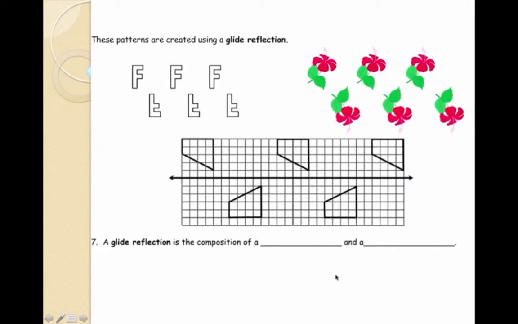Okay, so there's another kind of composition that has its own name. Glide reflection. If you look at these images, each of these are made from a glide reflection. So, get F, move it over, flip it, move it over, flip it back, move it over, flip it, move it over, flip it back, and so forth. Same with the flowers, same with trapezoids. So a glide reflection is the composition of a translation and a reflection.